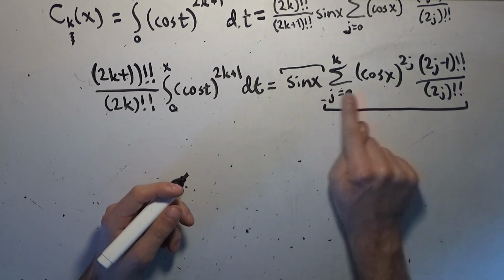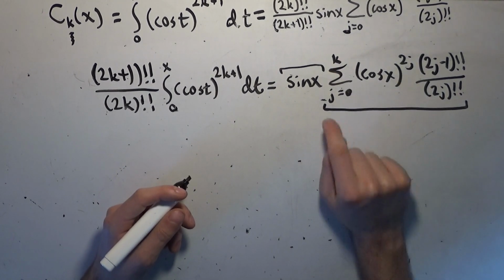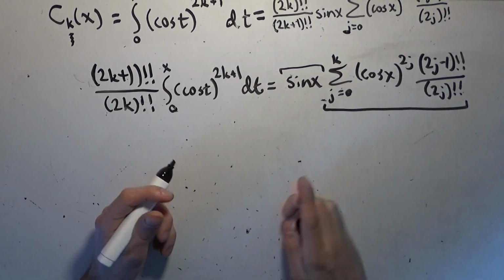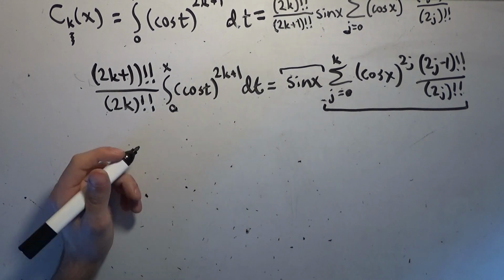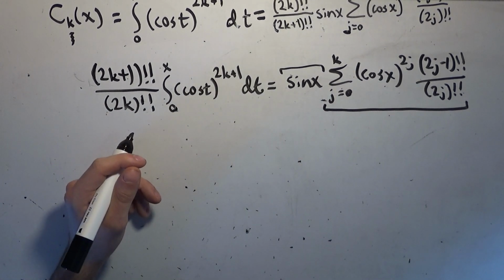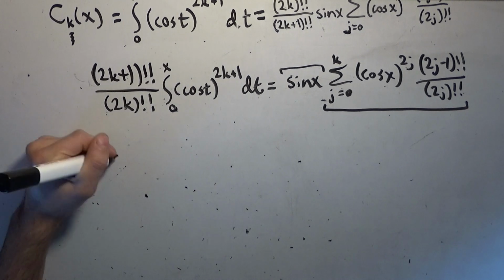That would mean that this series, as k goes to infinity, would have to be equal to the cosecant of x for all x, or at least the absolute value. So let's see if we can prove that. So this is the claim.